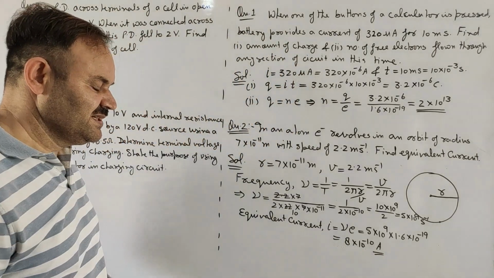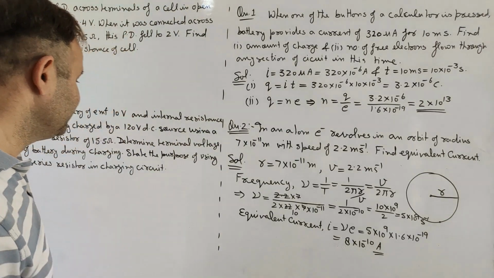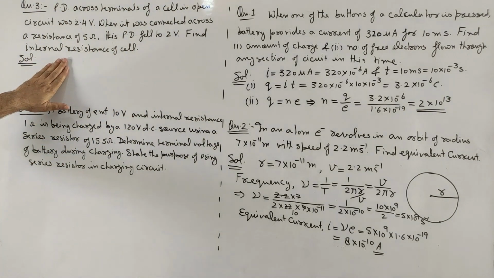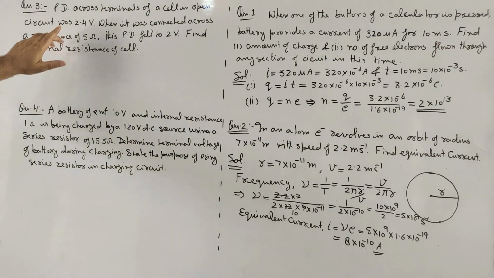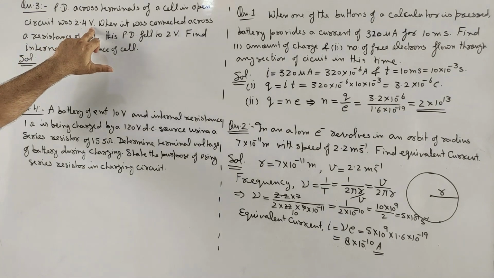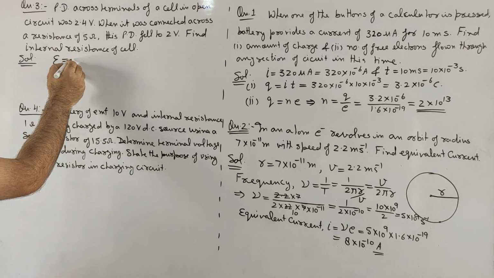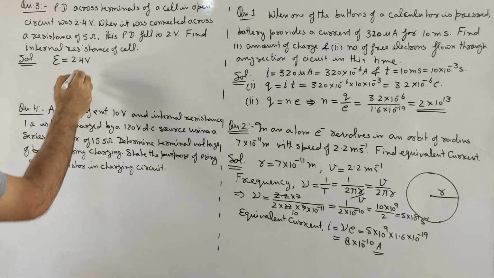So it will be the current equivalent to the revolution of electron. Now we are taking the third question. In the third question, the potential difference across the terminals of a cell in open circuit was 2.4 volt, and from the definition of EMF we know that the potential difference across the terminals in open circuit is EMF. So EMF is given as 2.4 volt.